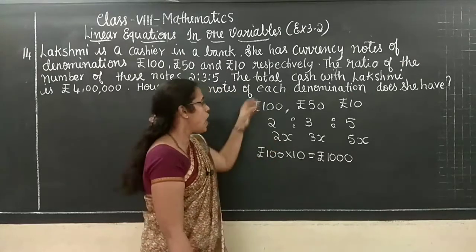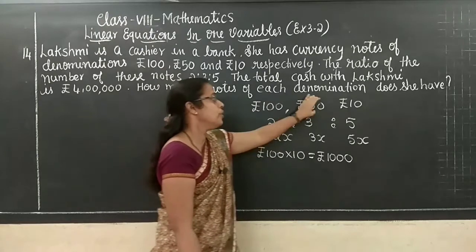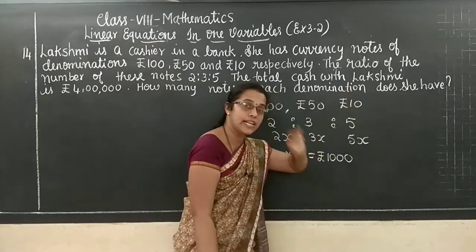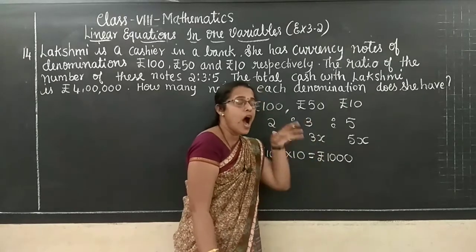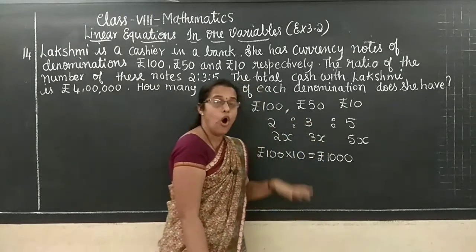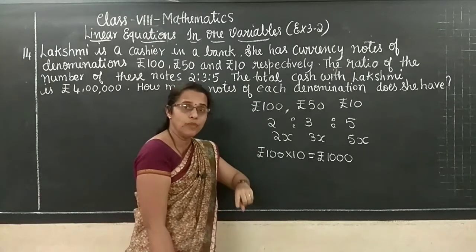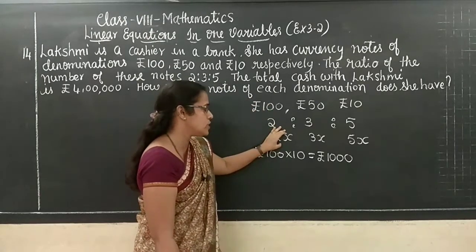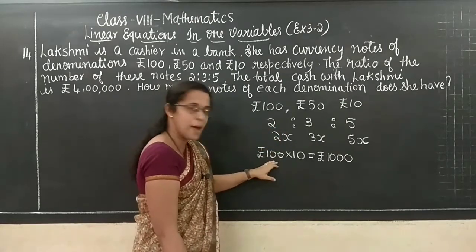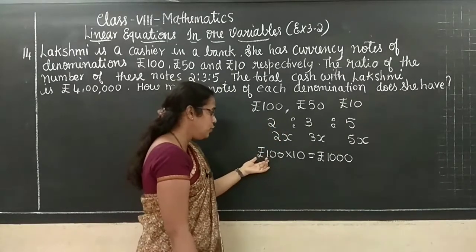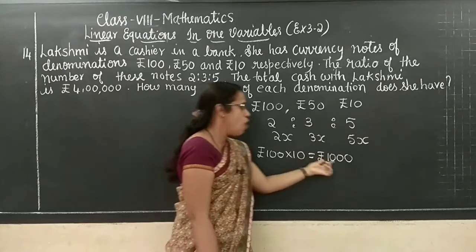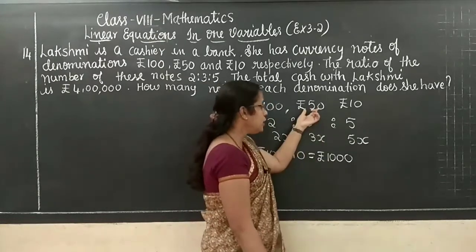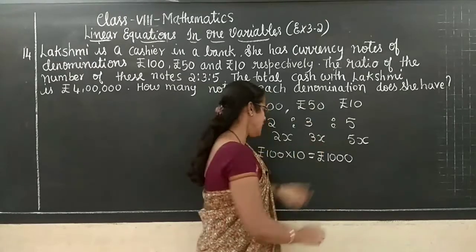So 100 rupees 2x notes, 50 rupees 3x notes, 10 rupees 5x notes. That is in the form of notes. That means how can we find how much amount she has of each denomination? See here, 100 rupees 2x notes. You can understand with an example. So if 100 rupee notes, 10 are there, how much amount does she have? 1000 rupees.